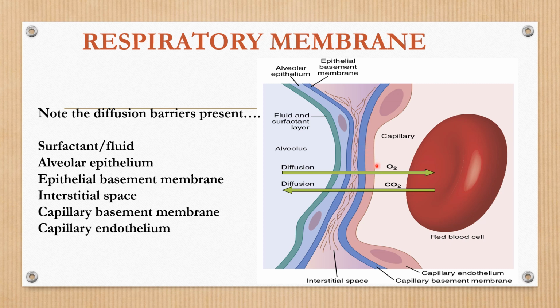So how many layers are there? 1, 2, 3, 4, 5, 6. So first one, fluid and surfactant, and then alveolar epithelium, epithelial basement membrane, interstitial fluid, capillary basement membrane, and then capillary endothelium. So these 6 layers you have to remember, and then draw this diagram if the question comes as respiratory membrane.